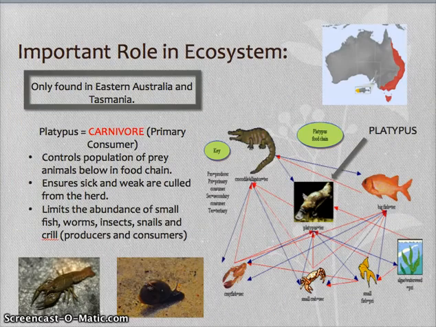A platypus is only found in eastern Australia and Tasmania, meaning it will only have an impact on those trophic levels of those areas. The platypus is a carnivorous primary consumer that controls the population of producers in the food chain below. It also ensures that the sick and weak are culled from the herd, whilst limiting the abundance of small fish, worms, insects, snail, and krill.